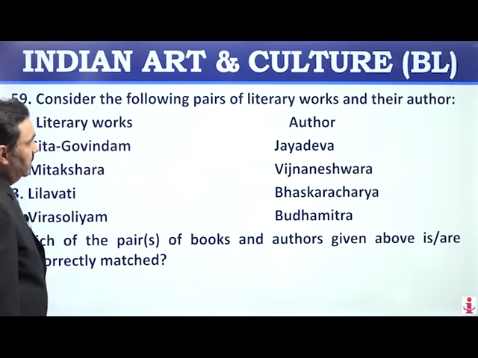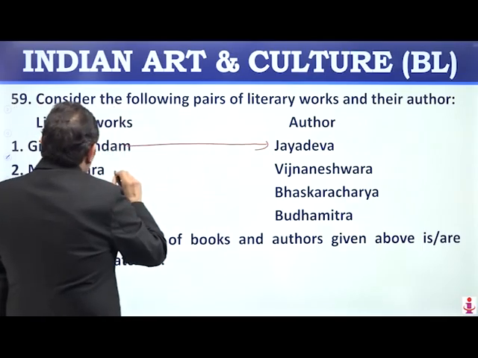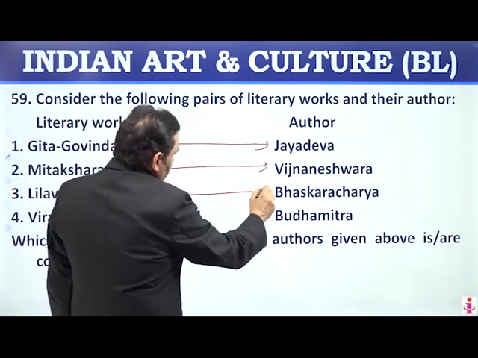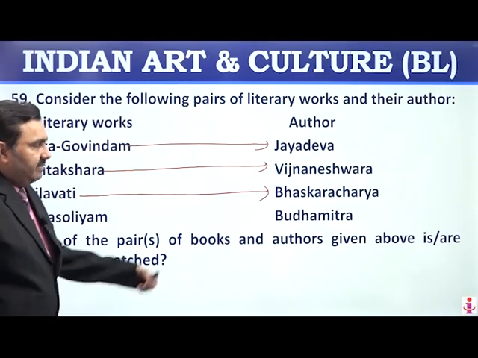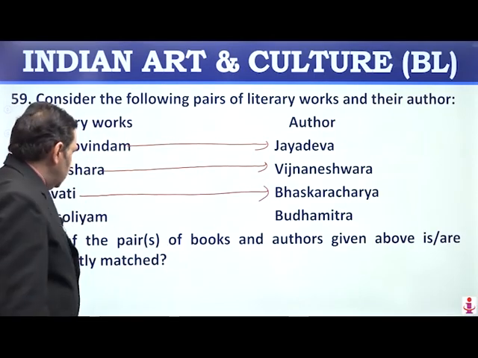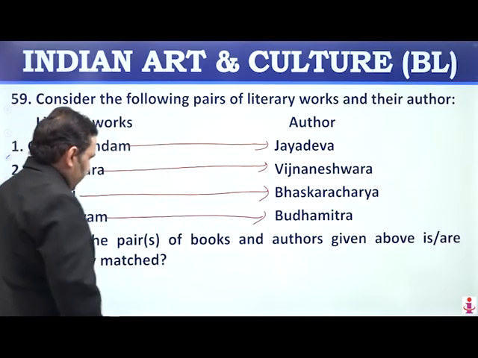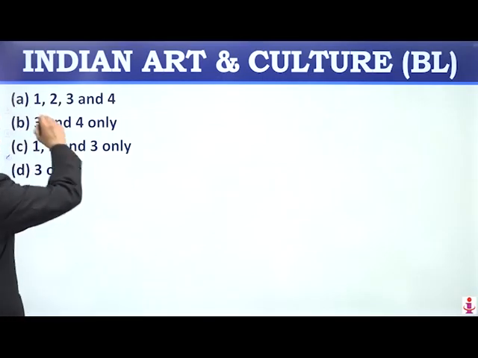59. Geet Govind, Jayadev, Mitakshar, Vigneshwar, Lilavati is a chapter of Bhaskaracharya's Siddhanta Shiromani. Bhaskaracharya was a great mathematician and astronomer. Virasolium, Buddhamitra. All the four are correctly matched. 1, 2, 3, 4. Option is A.